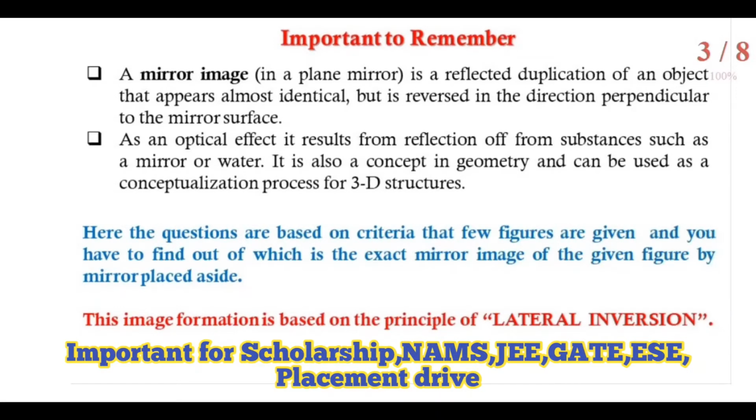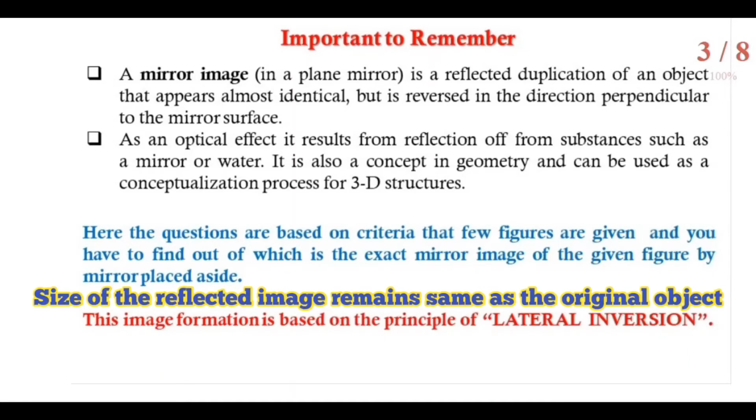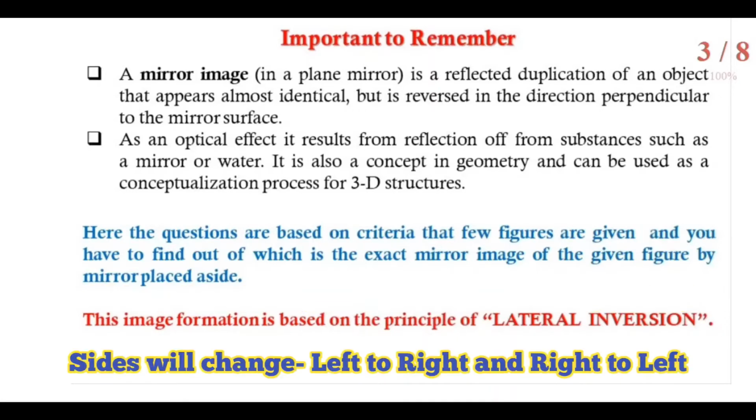This image formation is based on the principle of lateral inversion. In lateral inversion, what are we getting? The size of the reflected image is equal to the size of the object, but both sides are changed. Means the left portion of an object is seen on the right portion, and the right portion of an object is seen on the left portion. Means direction changes. How it will look, we are going to see by solving the numericals.